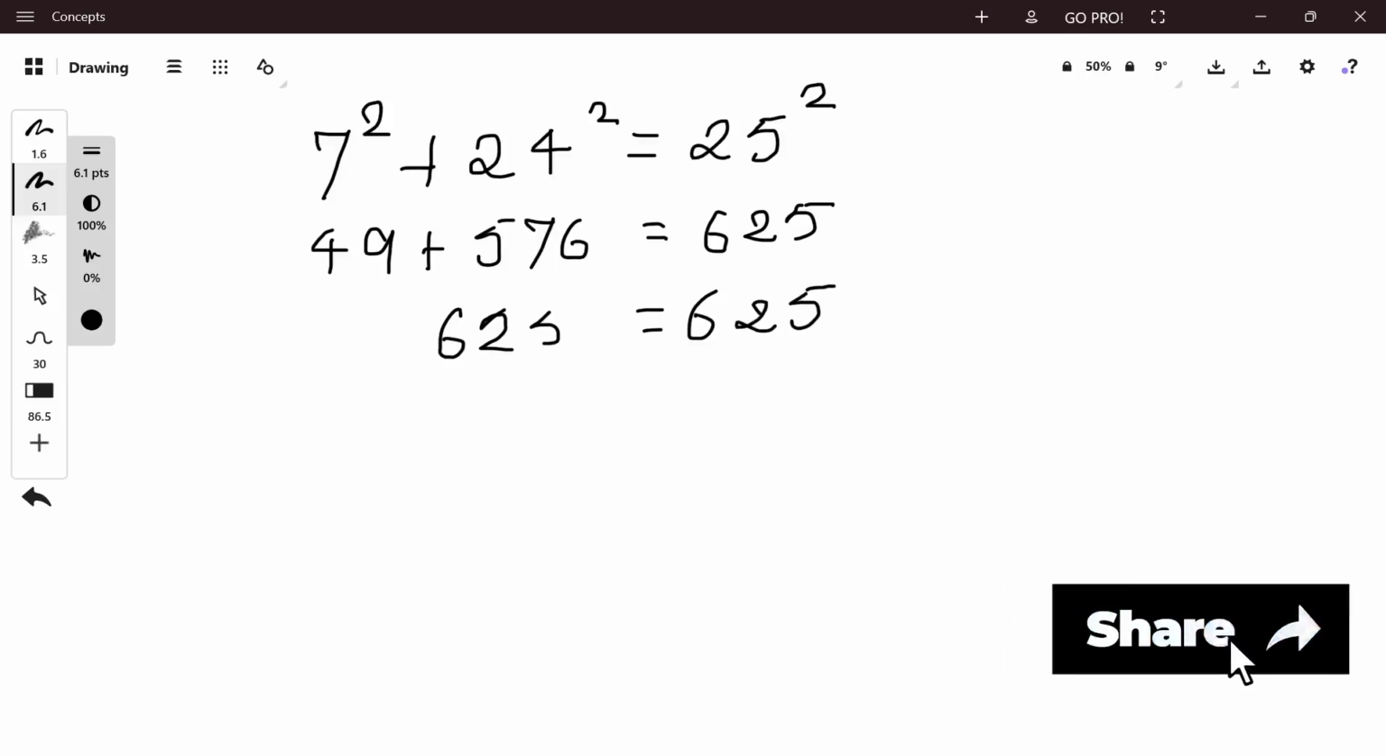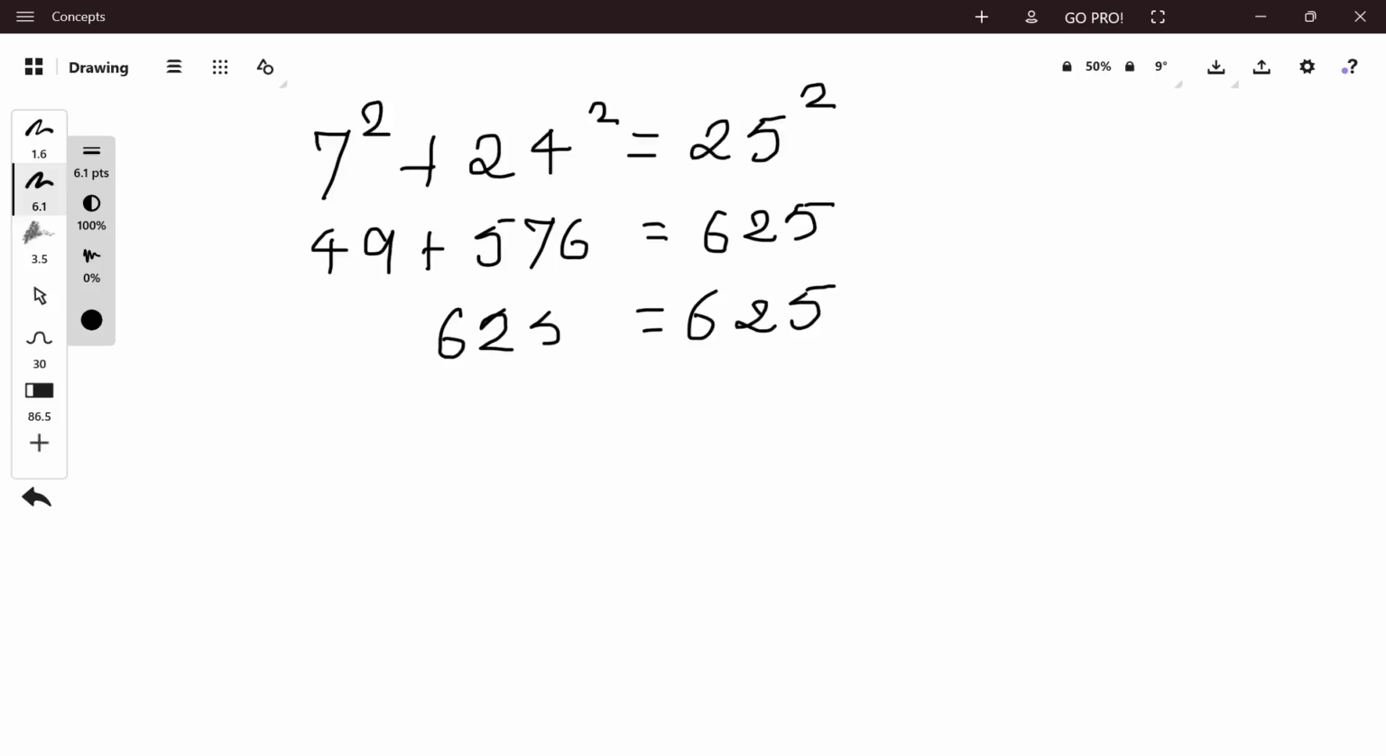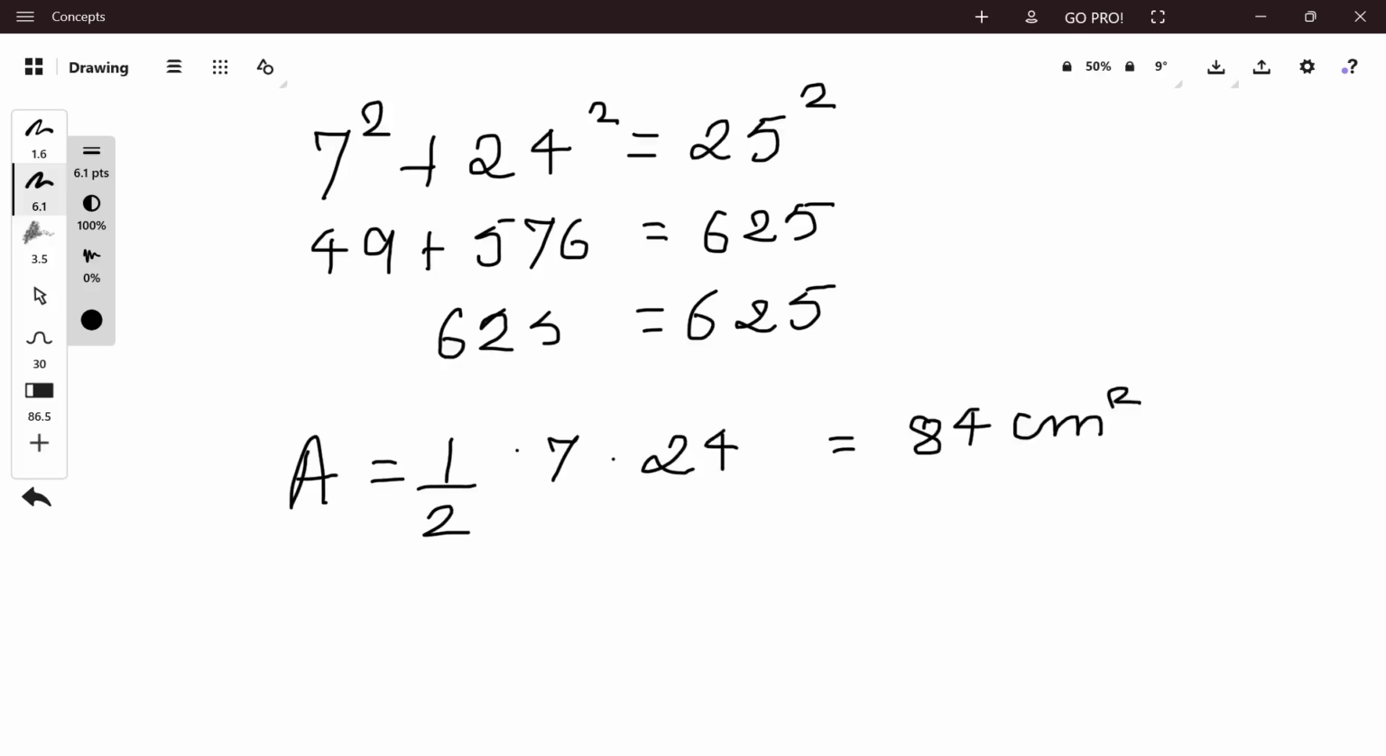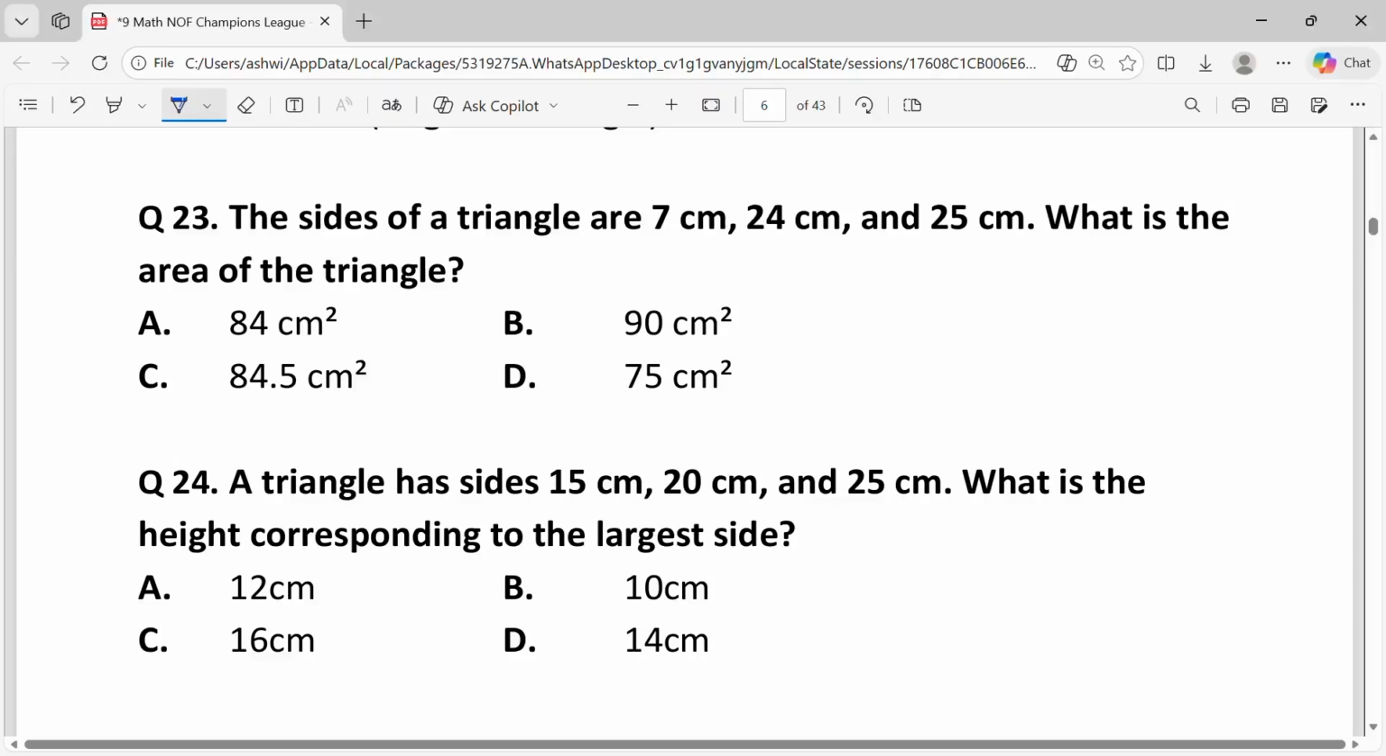Since the triangle is a right angle triangle with two shorter sides as base and height, the area of a right angle triangle is given by 1 by 2 base into height. That is, area is equal to 1 by 2 into 7 into 24, which is equal to 84 centimeter square. Comparing with the given options, the answer is A.